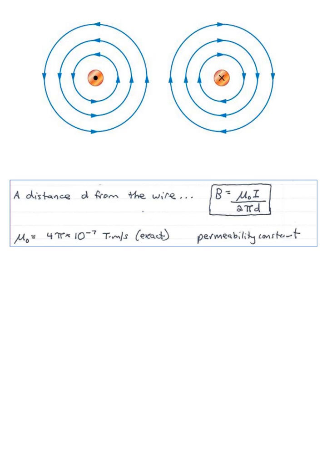The magnitude of the magnetic field, a distance d from the wire, is given by this equation. So the magnetic field is, here's a new constant, mu naught times the current divided by 2 pi and the distance. Mu naught is called the permeability constant, or the permeability of free space. It is based mathematically on epsilon naught, the permittivity constant that we've seen before, and related to the speed of light, and it's actually an exact value. It is 4 pi times 10 to the negative 7 Tesla meters per ampere.